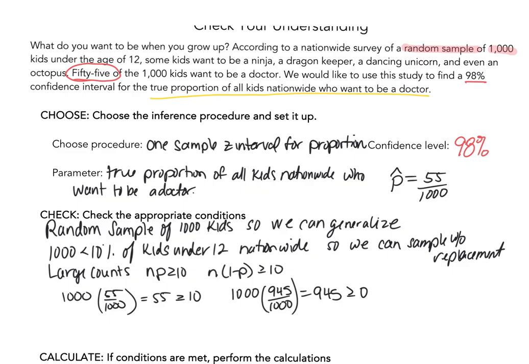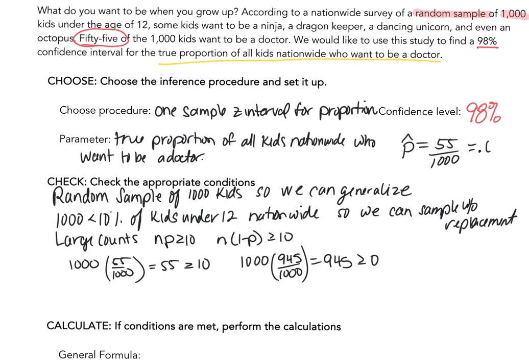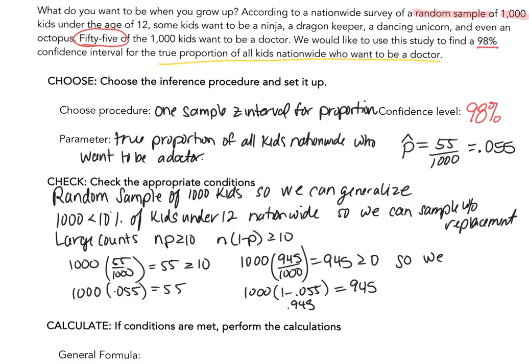It's very important that we write this value down, the 55 and then 945. Now we can make this 0.055. You can do the calculation with the decimal instead. 1,000 times 0.055 is again 55. And 1,000 times 1 minus 0.055 is 0.945, which is 945. So whether I use the fraction or the decimal, I end up with the same value. If it was rounded, they might be off by a tad, but that's okay. So we can use a normal model.